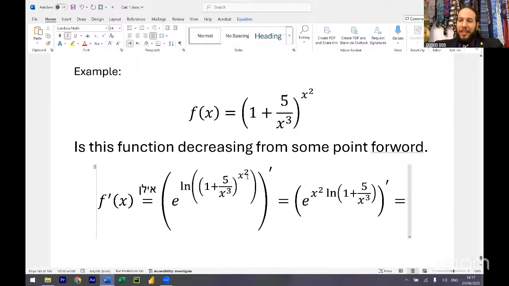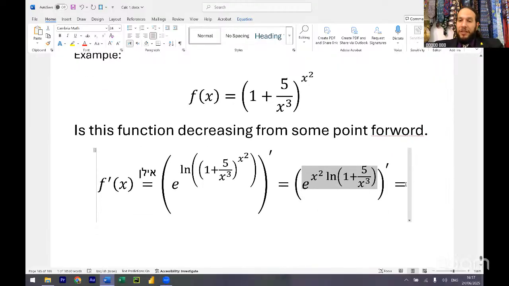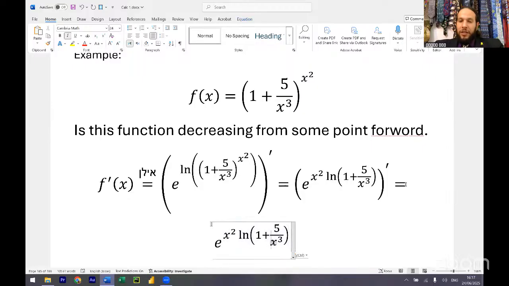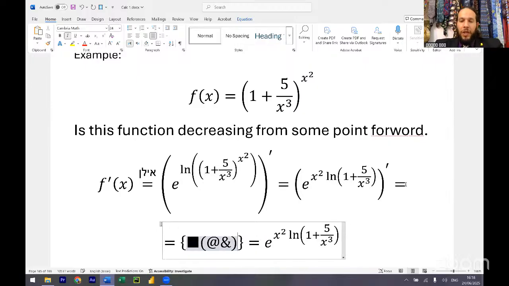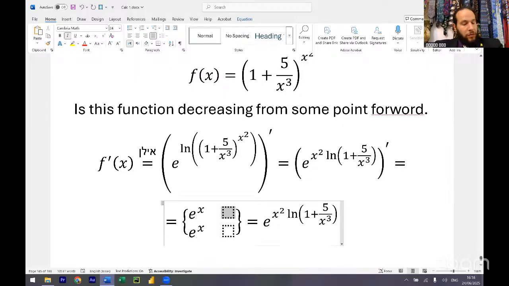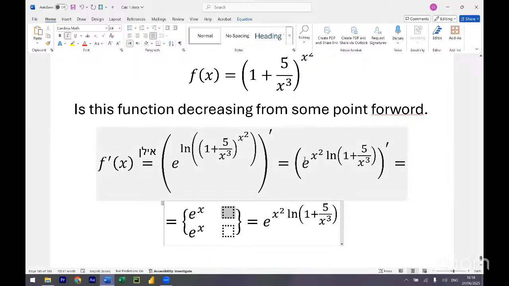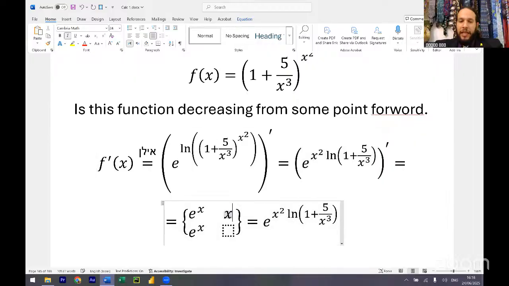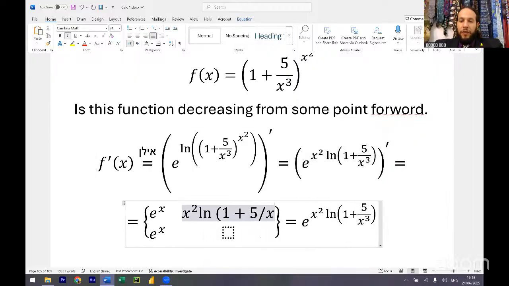And which is equal to, so now the chain rule. The outer function is e to the x, so it remains the same, times the derivative of the inner function. What is the inner function here? The outer function is e to the x, and its derivative is e to the x. What's the inner function here? X squared, the logarithm of the power, exactly. X squared ln of 1 plus 5 over x cubed.